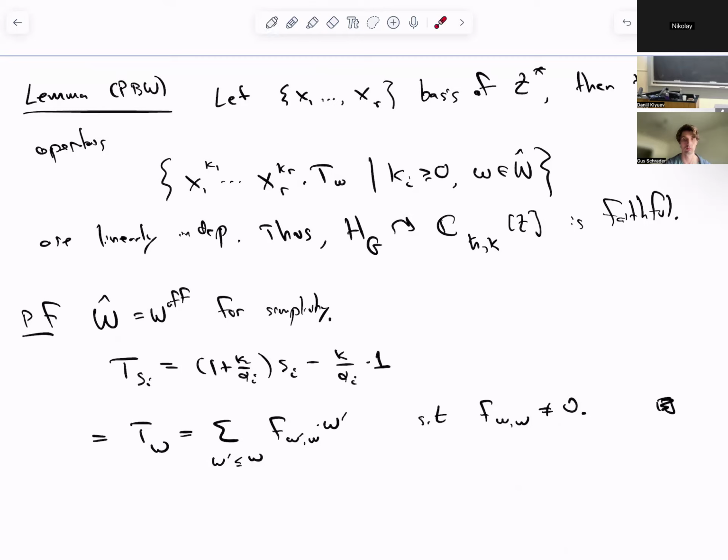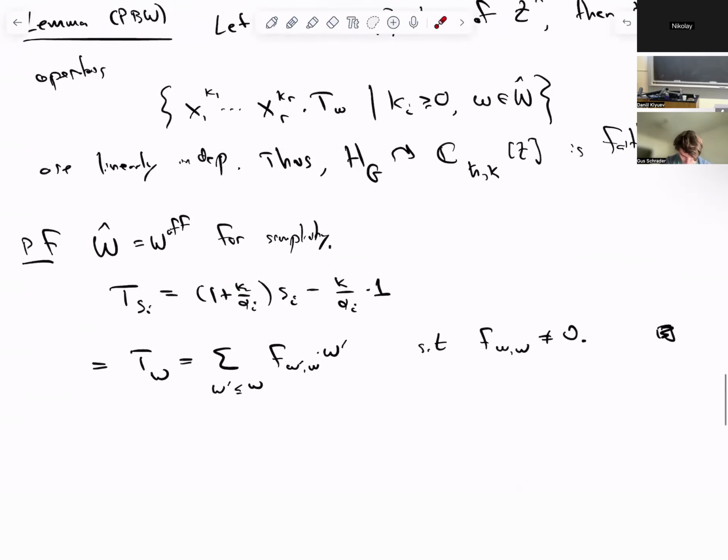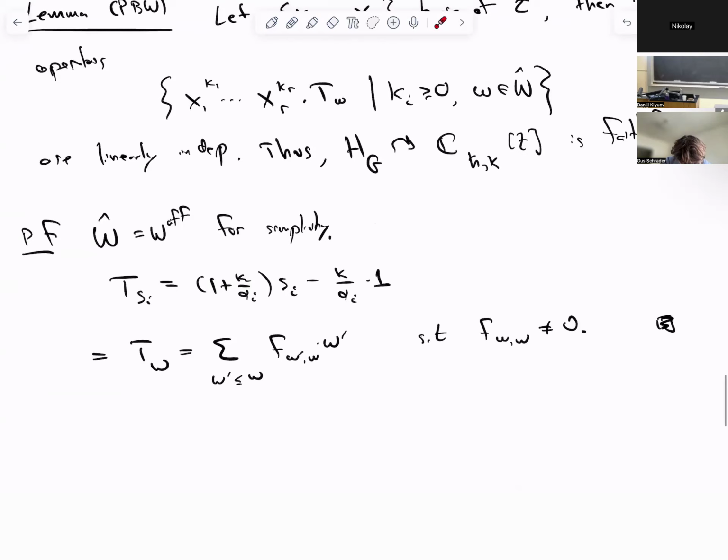But the important part is that the highest element is non-zero, it's invertible, so the change of basis matrix is invertible. So it's linear. Okay, doing good on time. As a corollary, H_G, as I mentioned verbally, is the tensor product.